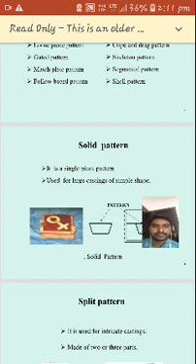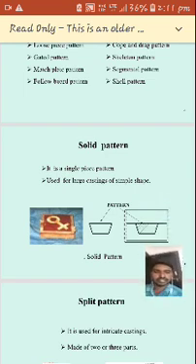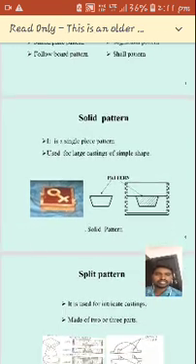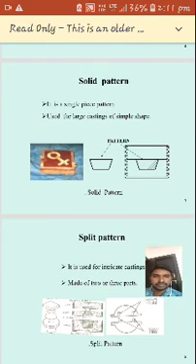First, the solid pattern. It is a single piece pattern. It is used for large castings of simple shapes. On the slide we can see a solid pattern, a single piece pattern used for large castings of simple shapes.